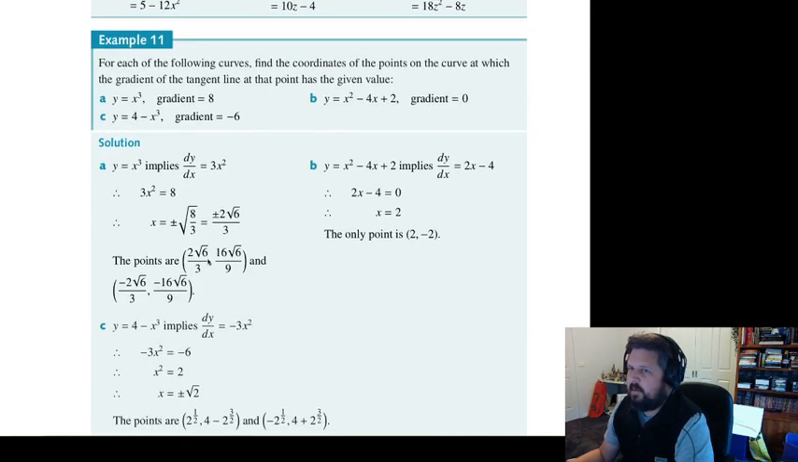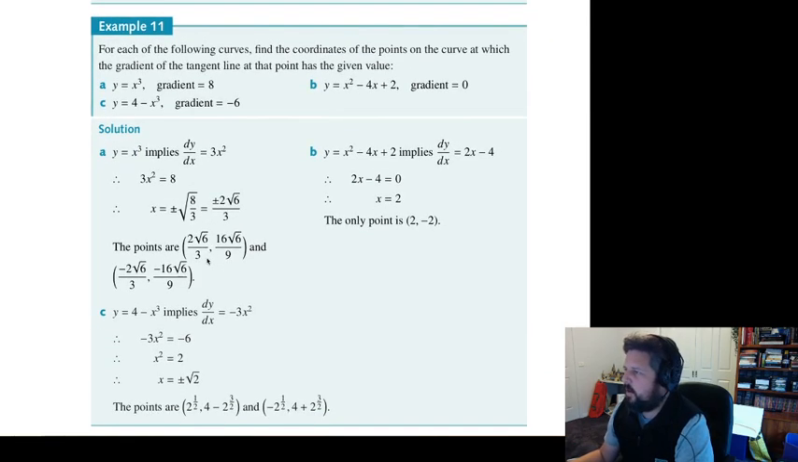Alrighty, worked example number 11. It says here, for each of the following curves, find the coordinates of the points on the curve at which the gradient of the tangent line at that point has the given value. So in this case, we've got an equation. They've also told us what the gradient is. They're asking obviously where these points exist.